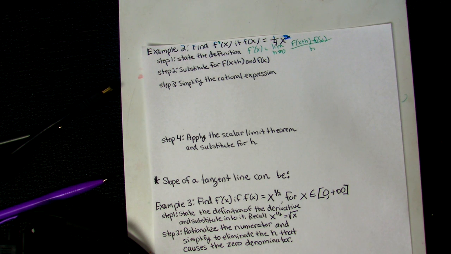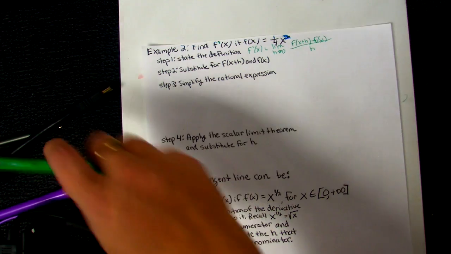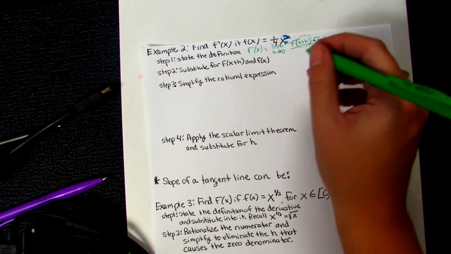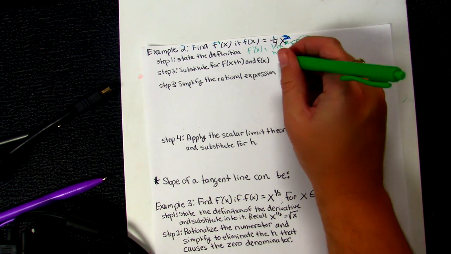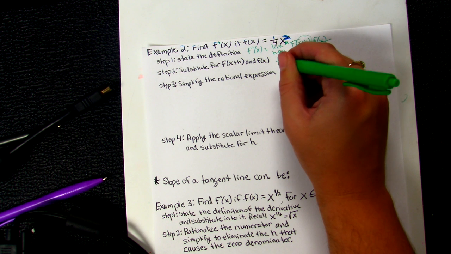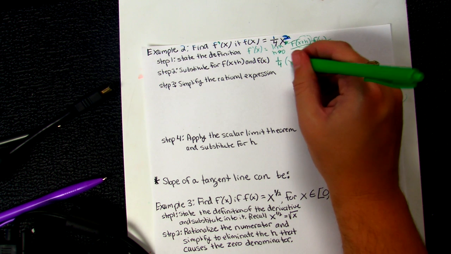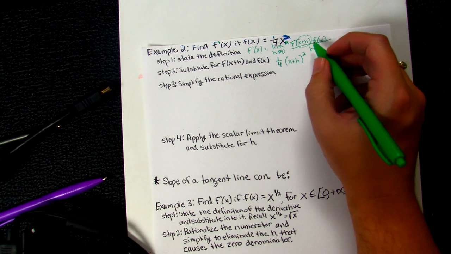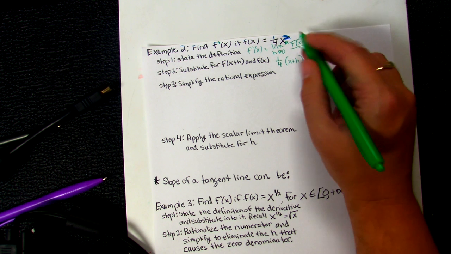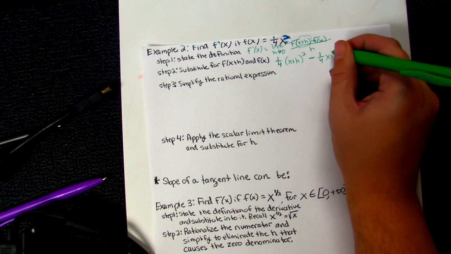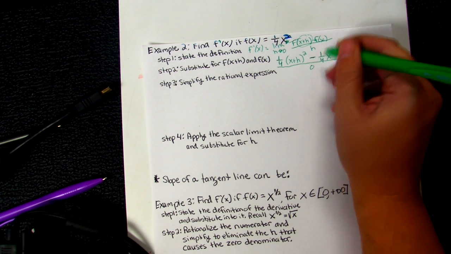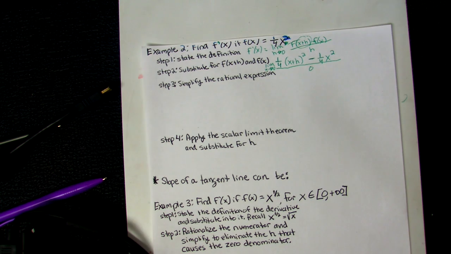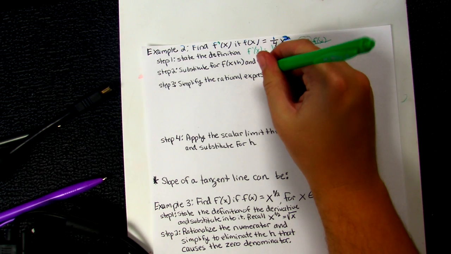Substitute for f of x plus h and f of x. So again, I'm going to take x plus h and substitute it in for the x. So instead of saying 1/4 x squared, I'm going to say 1/4, and substitute x plus h for the x, so x plus h squared. And then I have minus f of x, so minus 1/4 x squared, and it's all over h. And I still have the limit as h approaches 0 in front because I haven't evaluated my limit yet.